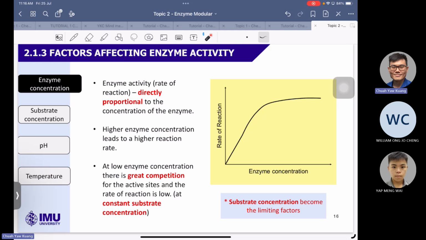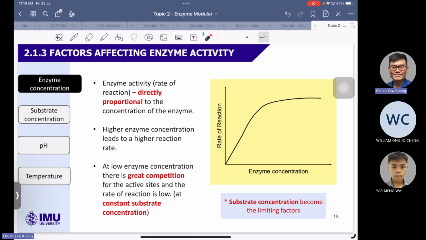All right, so now first thing first, first factor, the graph looks like this. For the enzyme concentration, when we explain, we will look at three things. First, we will look at what is the relationship between the factor and the rate of reaction. Second, we will look at how to explain the graph. And third, we will look at the limiting factor, how to explain the limiting factor. So now we look at the first one, enzyme concentration.